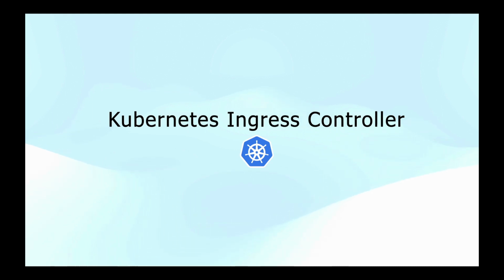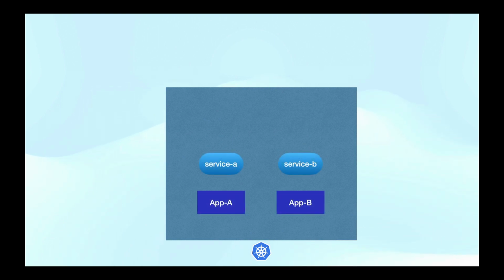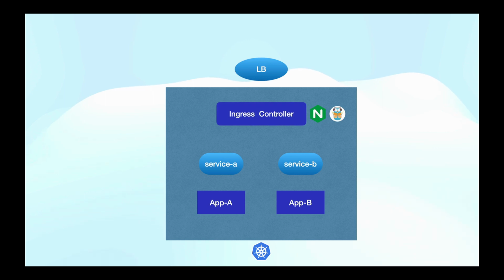Let's first talk about Kubernetes ingress controller and how it works. Let's say we have a couple of microservices deployed, and we have an external load balancer like an AWS ELB that sits in front of our cluster to direct the external traffic to our cluster. One of the main components of ingress is the ingress controller. It acts as an entry point for incoming traffic to our cluster.